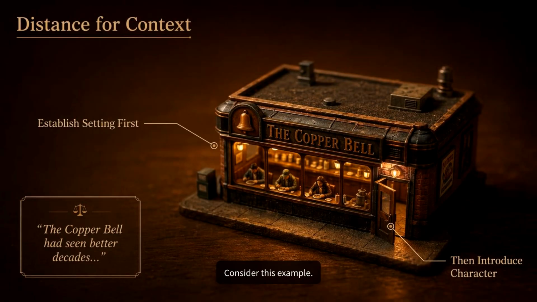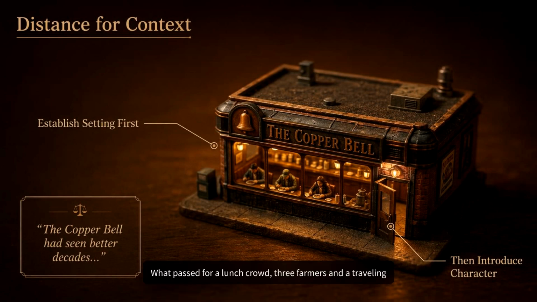Consider this example. The copper bell had seen better decades. What passed for a lunch crowd, 3 farmers and a traveling salesman hunched over their plates like men protecting claims. Annie pushed through the door, letting in a blast of December. Notice how the first sentences establish the place at a distance. Only the third sentence brings Annie into frame, and even then, we stay observational. Distance lets you set the stage before you narrow in.